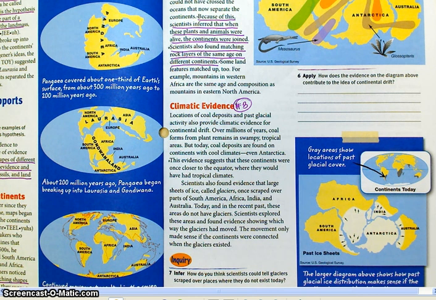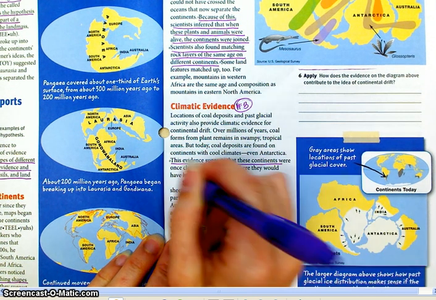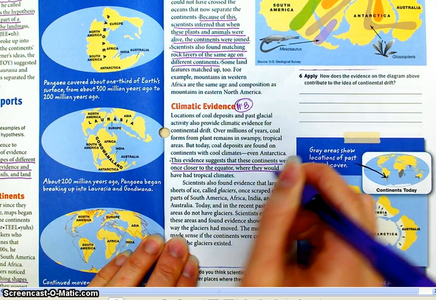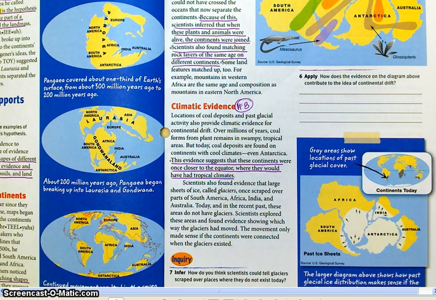Over millions of years, coal forms from plant remains that die in swampy and tropical areas. Today, we find coal deposits on continents with cool climates, even Antarctica. And this suggests that the continents were once closer to the equator, where they would have had tropical climates. Okay, so we're finding coal deposits in places that the coal could not have been made if the continent was at the location it currently is at.